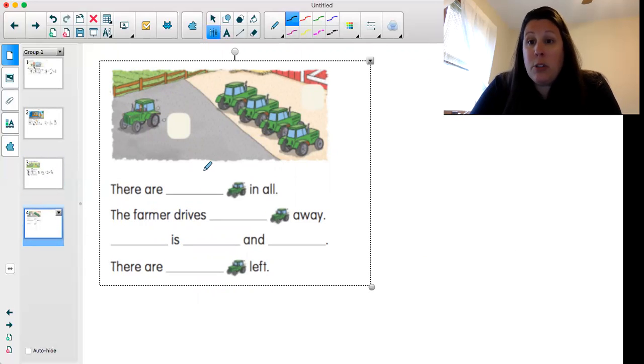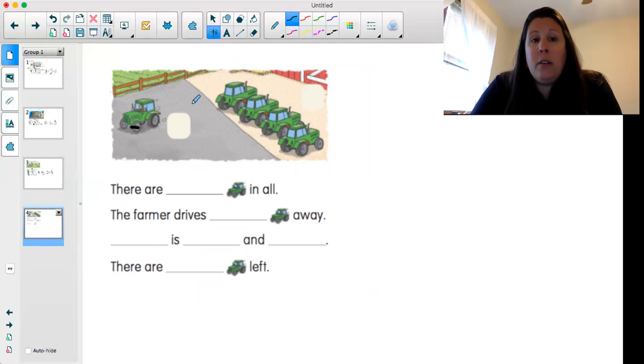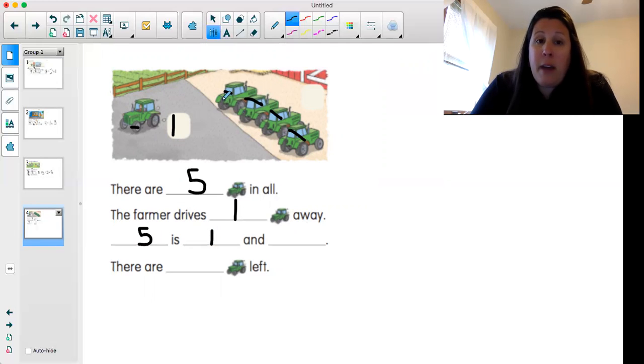These green things are called tractors. Let's see how many there are in all. 1, 2, 3, 4, 5. How many tractors do we have? There are 5 tractors in all. The farmer drives away. How many tractors did he drive away? 1 tractor. So we're going to look to figure out what is 5 made up of. 5 is 1. And if you don't remember from our cross and count, let's go back and do it again.